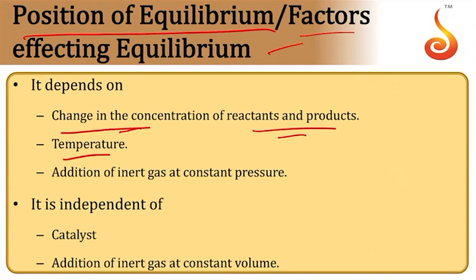It also depends upon temperature, and upon the addition of inert gas at constant pressure. So the position of equilibrium depends upon the change in the concentration of reactants and products, on temperature, and on the addition of inert gas at constant pressure. It is independent of, meaning this will not affect the position of equilibrium, the presence of a catalyst and the addition of inert gas at constant volume. These two are not going to affect the position of equilibrium.